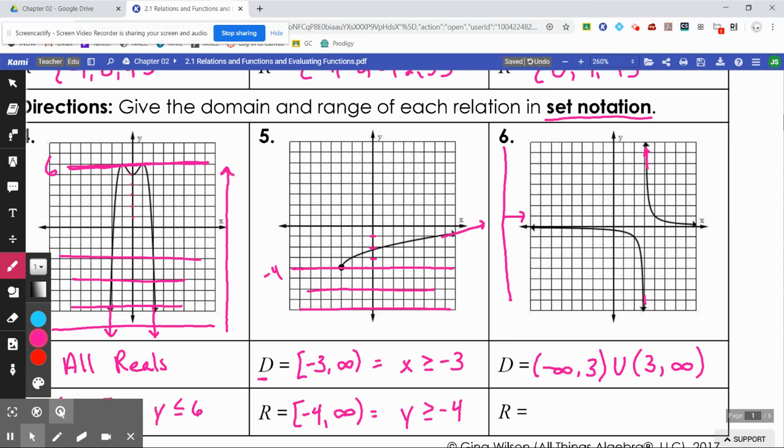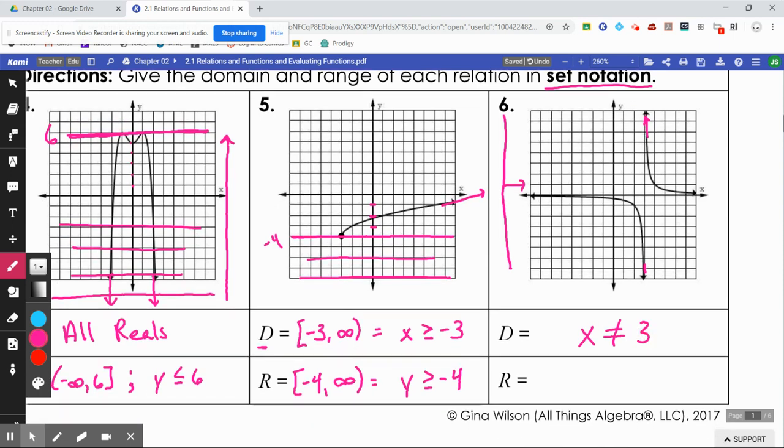And we could actually just write that as from negative infinity to 3 and then 3 to infinity. We could just say that x is everything, but it's not equal to 3. X can be anything except for 3. Now let's do the same thing for your y values. Let's start down here at the bottom. Always start at the bottom and work your way up.